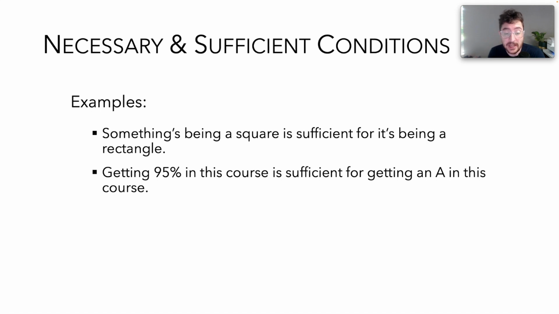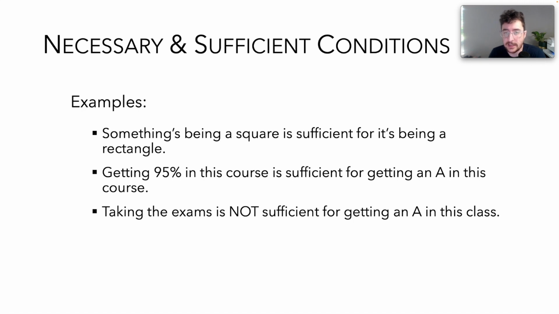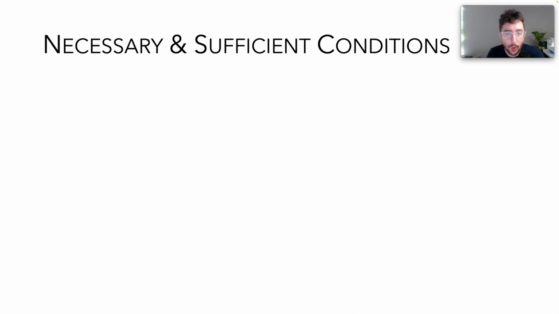Getting 95% in this course is sufficient for getting an A in the course, because if you get 95% in the course, that means that's enough to get an A. But taking the exams in this class is not sufficient for getting an A, because you might take all the exams and fail them.